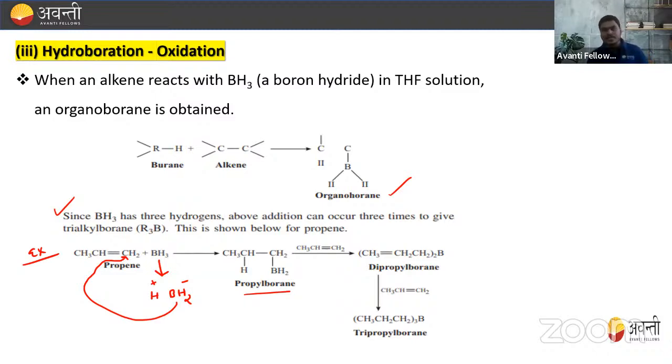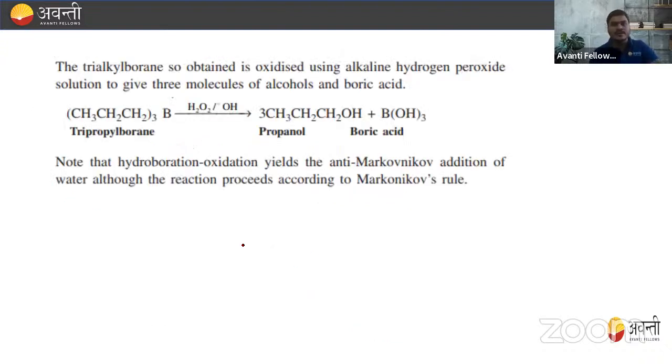So this is clear? Sabko samajh aaya hai? How this propene will form tripropyl borane? How this trialkyl borane will be formed? Clear hai? Chalo. Now what after that?